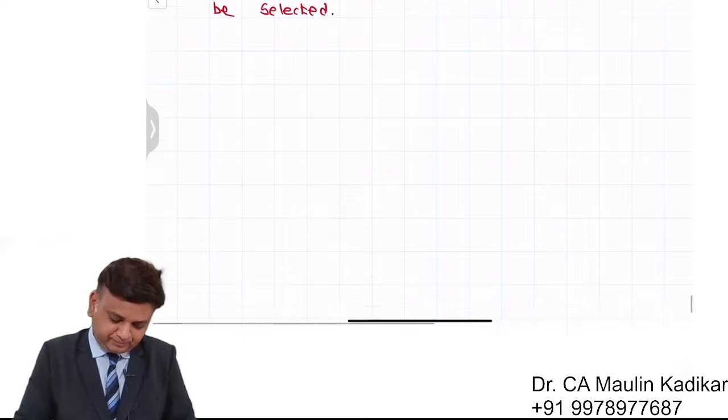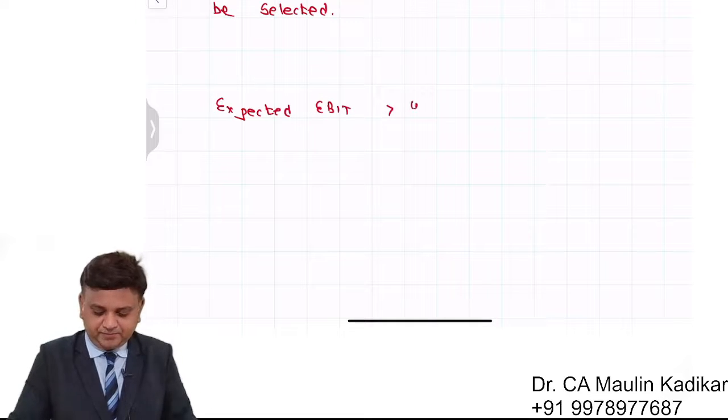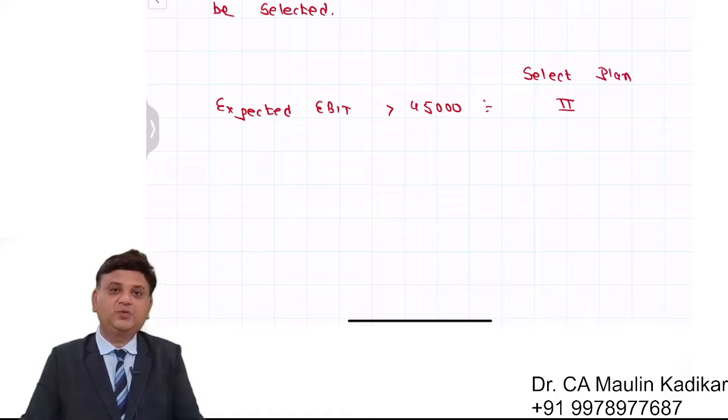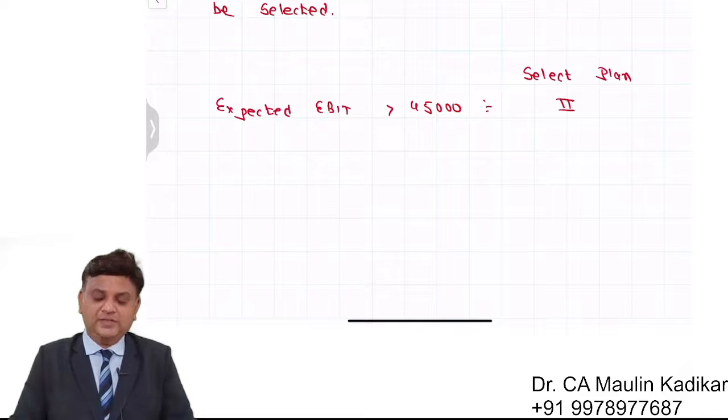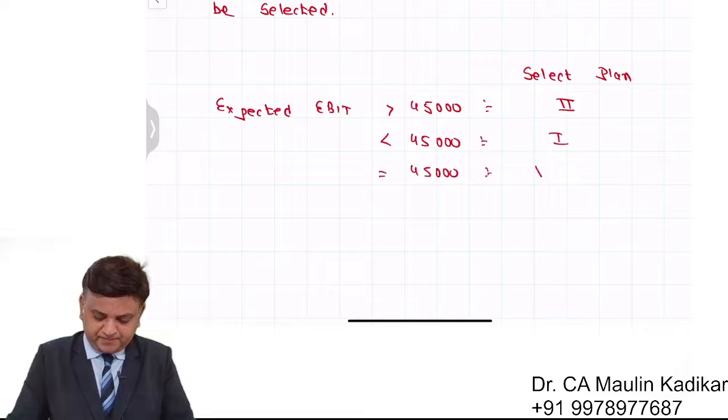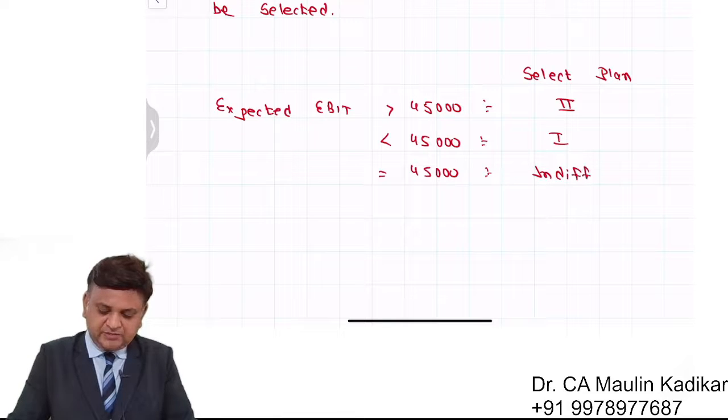Listen to me carefully. If expected EBIT is greater than 45,000, then in that case we should select plan 2. Why? Because plan 2 will have more EPS than the first plan. If expected EBIT is less than 45,000, the company should select plan 1, and at 45,000 the company is indifferent. This is what we understand.